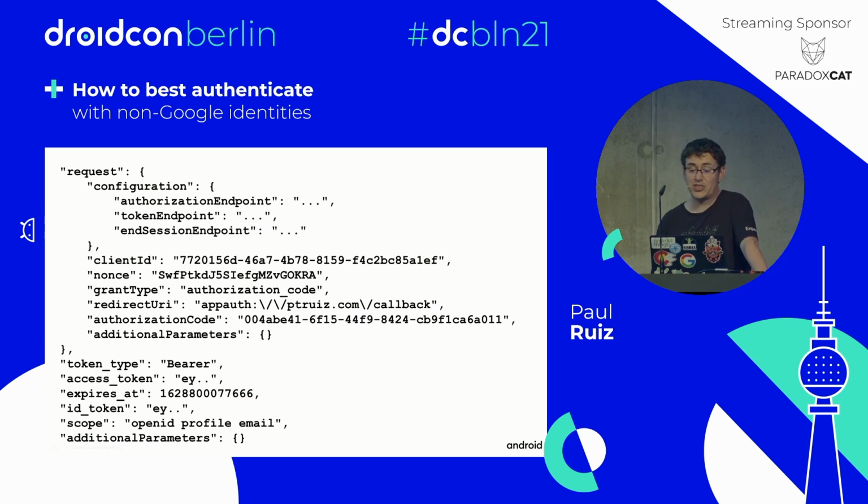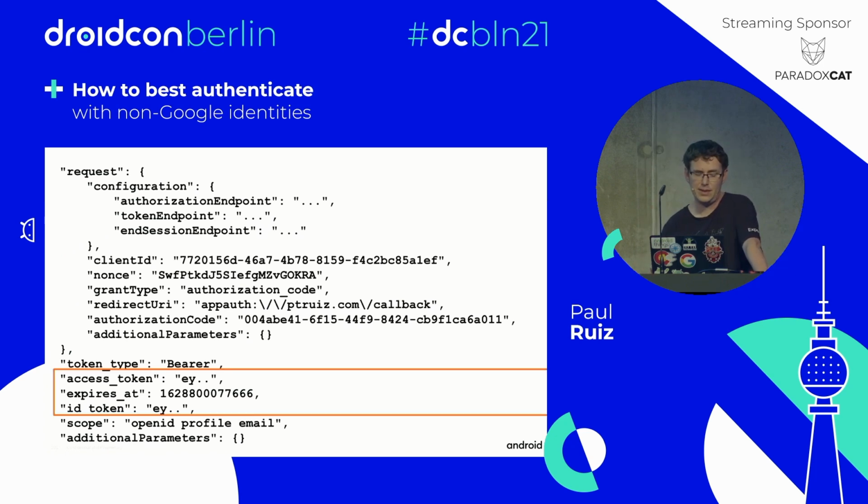Great, so if everything has turned out well, then you should receive a response similar to this one. The really important pieces of data in this response, at least for our case, include the access token and the ID token, which we're going to use over the next few slides.